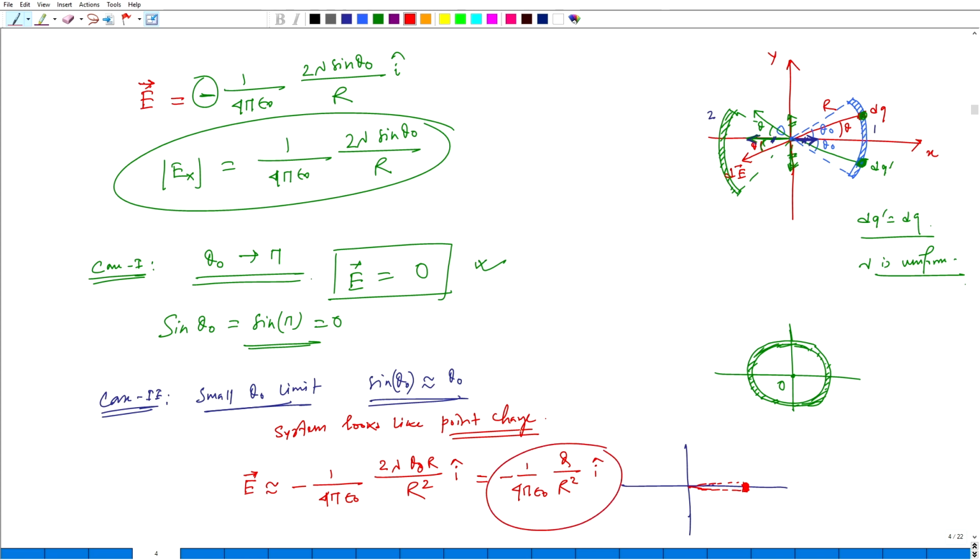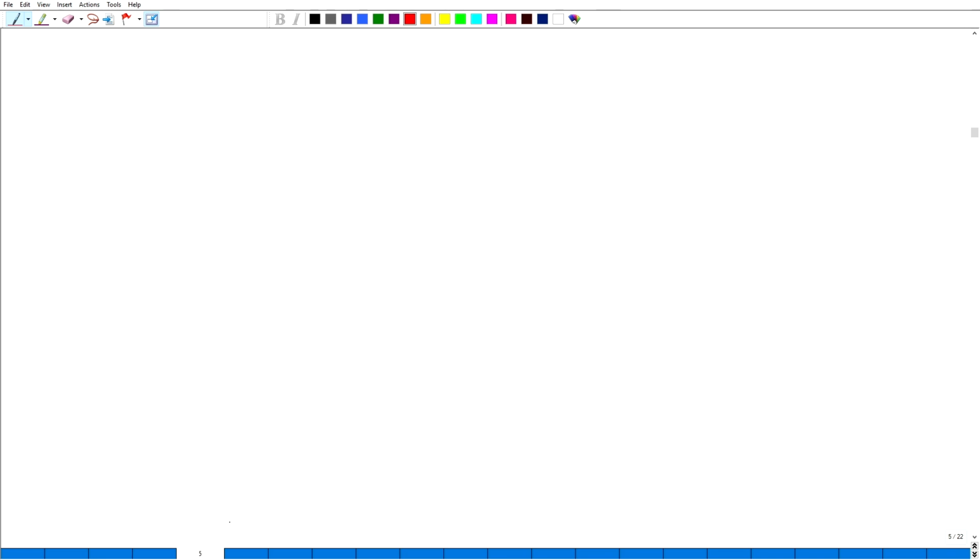Here the q is the total charge, so then the q becomes 2 lambda theta naught times r. If we calculate the total charge of this arc, how to calculate? The total charge q is again lambda times dl, the integral. Now we know that dl is r d theta.